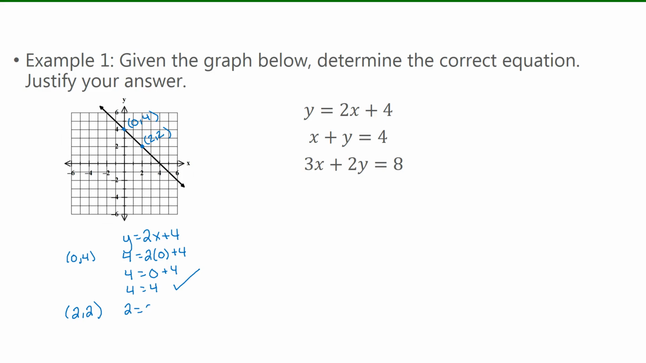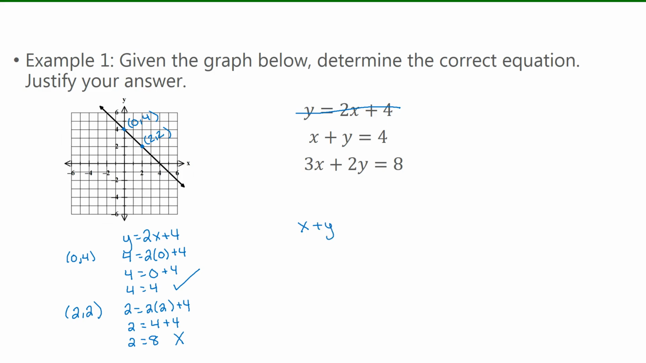So y is 2 and x is 2. 2 is equal to 4 plus 4. 2 is equal to 8, which is not true. So we can say that y equals 2x plus 4 is not the correct equation.